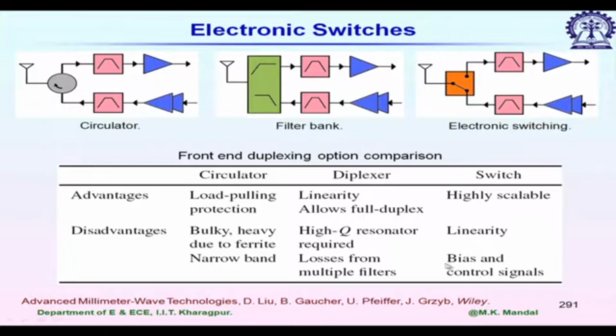Already we have seen for the PIN diode how problematic it can sometimes be. The biasing current can also be very high, typically sometimes tens of milliamperes. Now, in a system if we have hundreds of switches, you can imagine how much power it will consume.